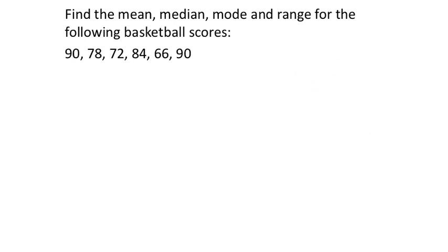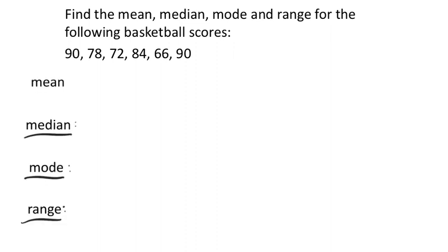Okay, so find the mean, median, mode, and range for these basketball scores. We got 90, 78, 72, 84, 66, and 90. Take a minute, see if you can find these, and then we'll go over it. Let's see how we did then.